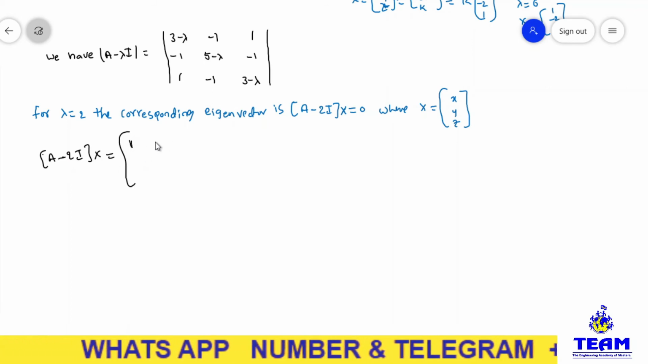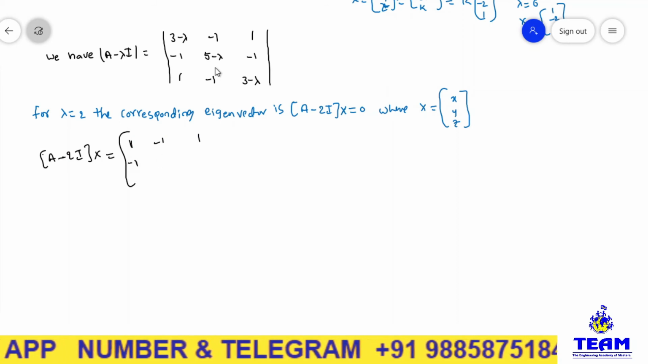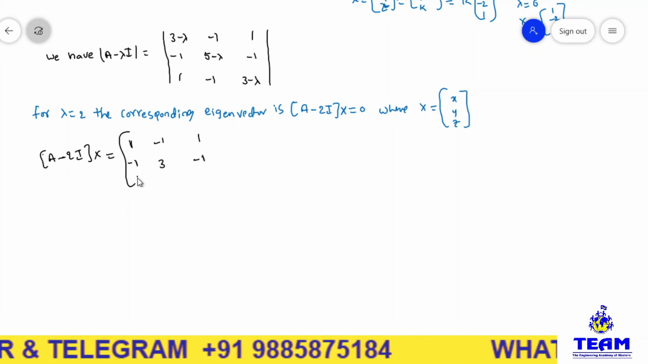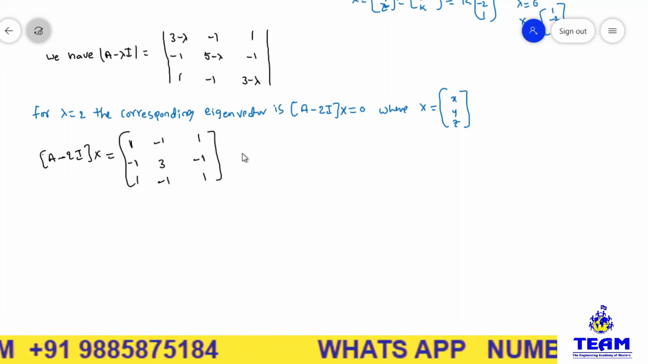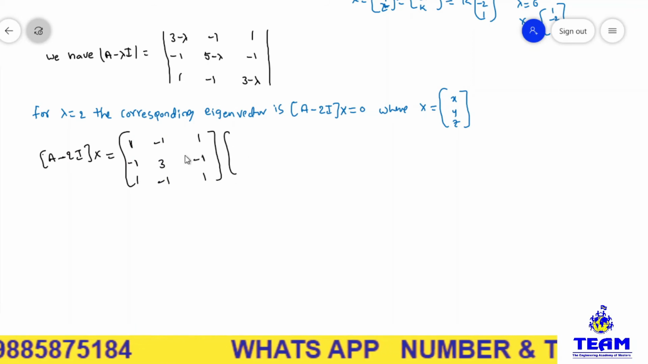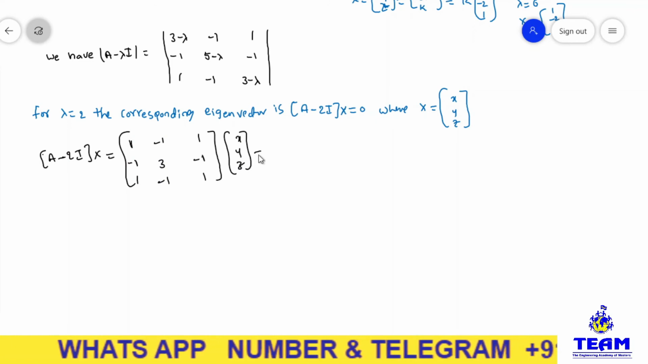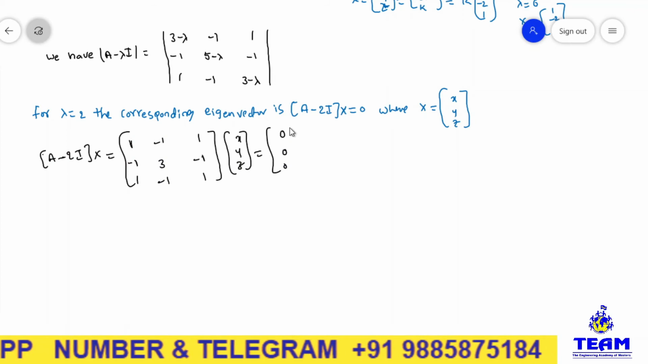3 minus 2 means 1. Minus 1, 1. Next minus 1, 5 minus 2, 5 minus 2 means 3. This is minus 1. Next 1 minus 1, 3 minus 2. 3 minus 2 means what? 1. Into whatever the capital X is. Capital X is x, y, z. This is equal to 0. What is 0? 0 row is 0, 0, 0.